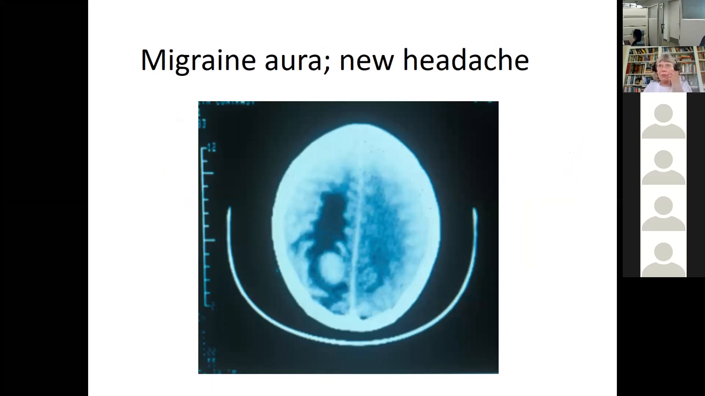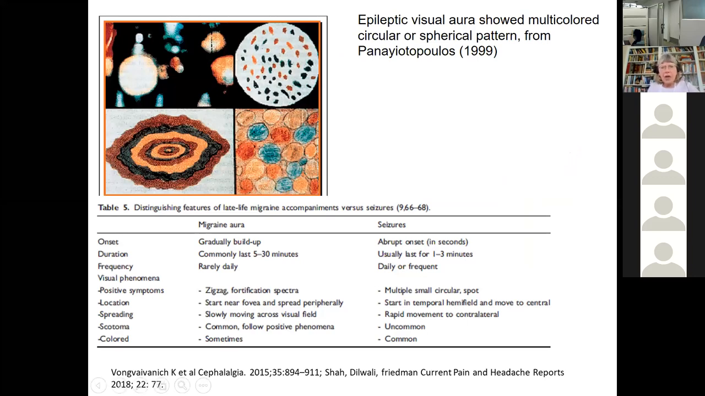Migraine with aura, especially when it's new in somebody 40 years old, I would image these people. And pinwheels, if you start hearing pinwheels in the vision, start thinking seizures, occipital lobe seizures. And these are some lovely, colorful drawings of people's visual auras that are associated with seizures. They're usually multicolored, circular, spherical, and in seizures, they'll last seconds, maybe up to 1 to 3 minutes, and then they're really frequent versus a typical migraine aura. They're rarely daily, and they're not the zigzaggy lines. It's mostly the circular types of things, and so that's how to differentiate a seizure from an aura.